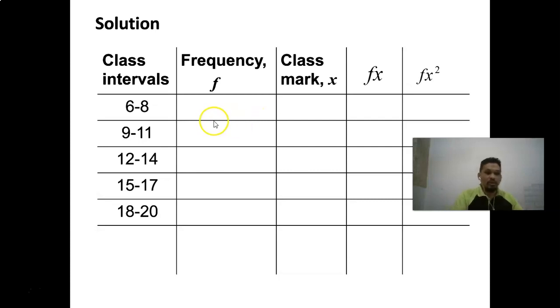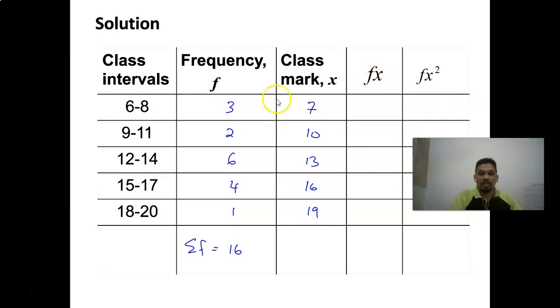Okay, so then we are copying all again. Frequency here 3, 2, 6, 4, and 1. So the summation of F equal to 3 plus 2 equal to 5 plus 6, 11 plus 4, 15 plus 1 equal to 16. Class marks: the midpoint of 6 and 8, which is 7. Midpoint between 9 and 11, 10. Yes. 13, 7, 10, 13, 16, and 19.